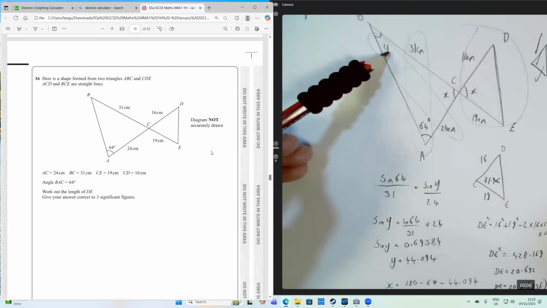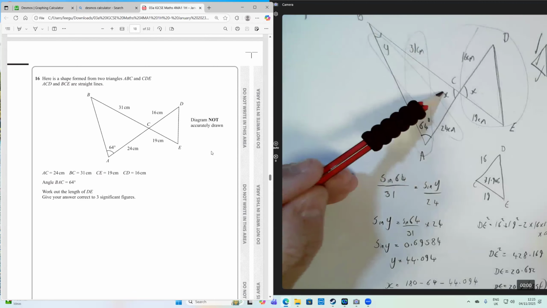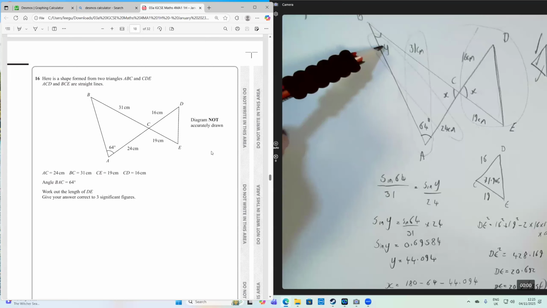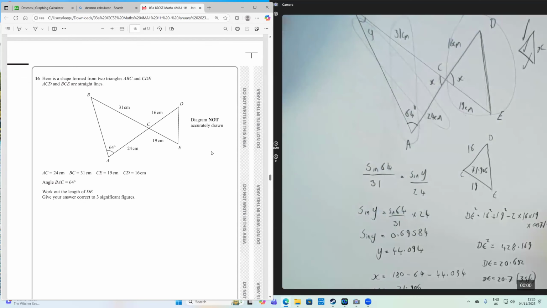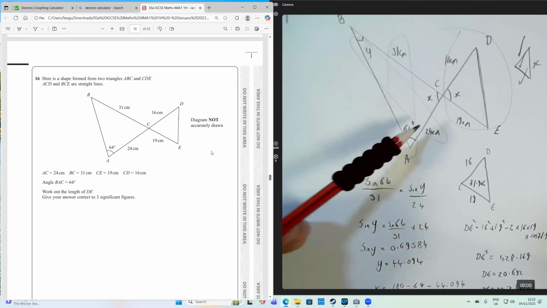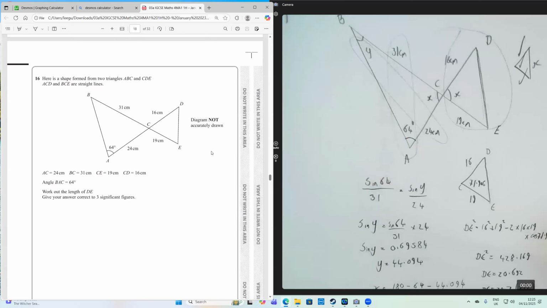But if we know what this angle is, then we can use the fact that angles in a triangle add to make 180 to find out our x. So we now need to use the sine rule to find out this angle up here at B. Using that version of the sine rule, it's going to be sine 64 over 31, so that one over that one, is equal to sine of y over 24.